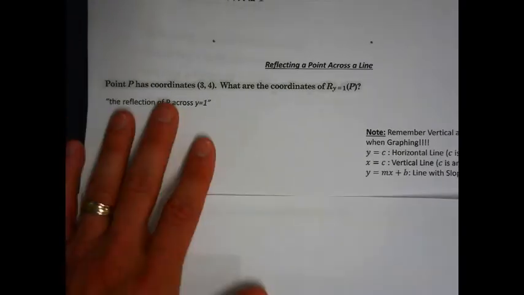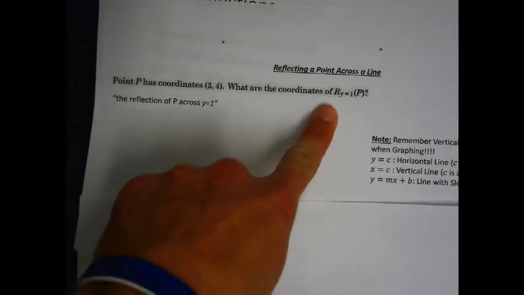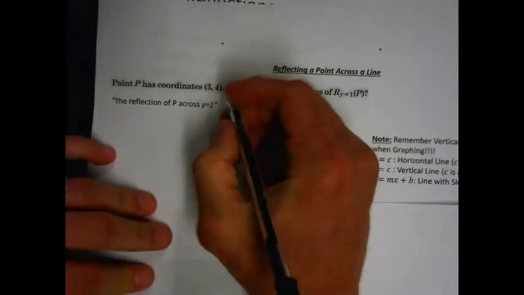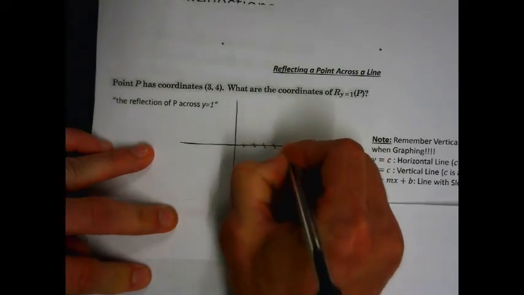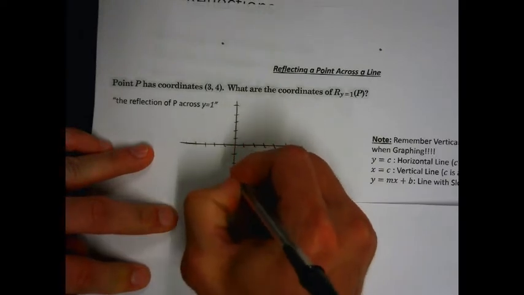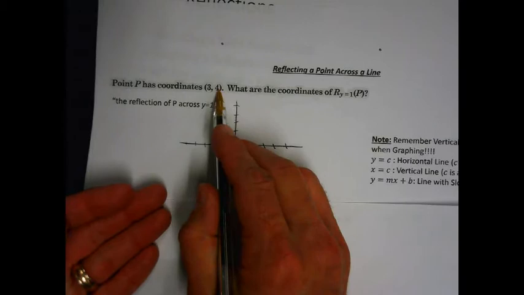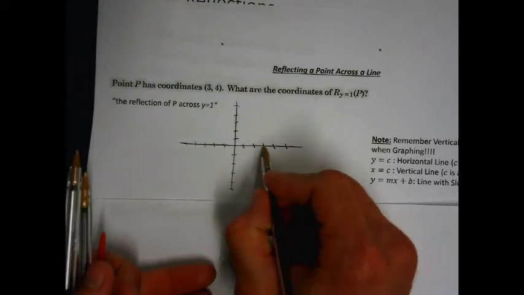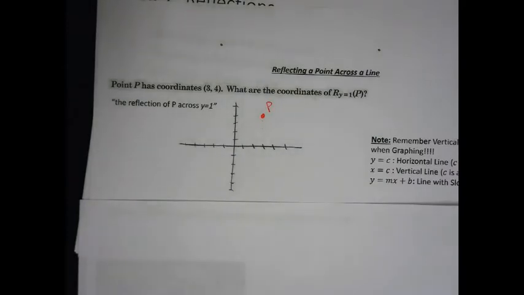So how in the world, cats, are we going to answer this question? Point P has coordinates at 3, 4. What are the coordinates after the reflection? What we can do is give ourselves a picture, a rough sketch of a graph. Give yourself like 4 or 5 tick marks in each direction, and then see what's happening. Here's the graph, and we have coordinates at 3, 4. Remember, it's your x and your y. So 3 in the x, 4 in the y. 1, 2, 3 in the x, 1, 2, 3, 4 in the y. Here is point P, your coordinates at 3, 4.